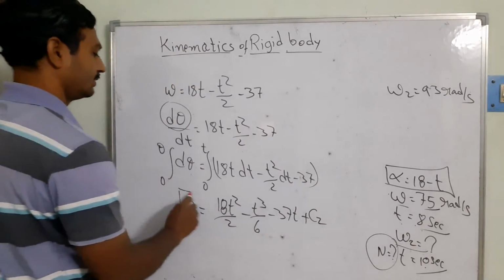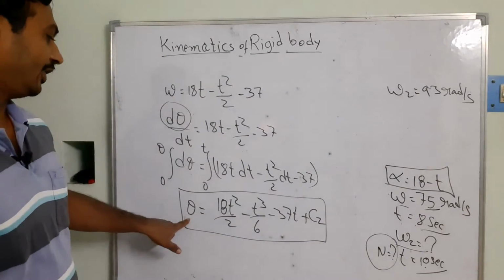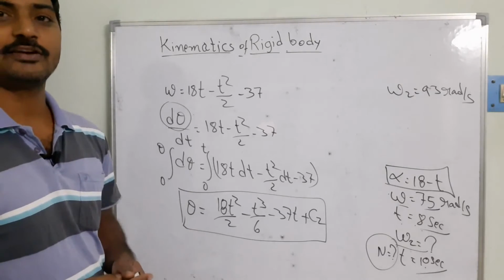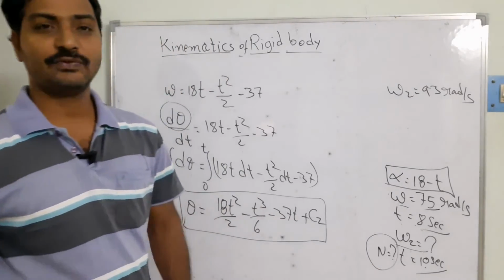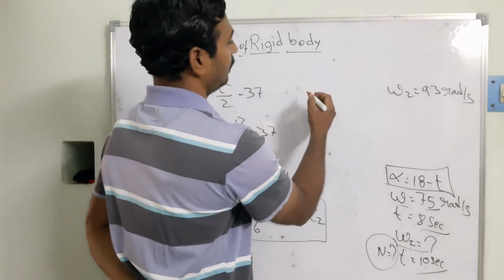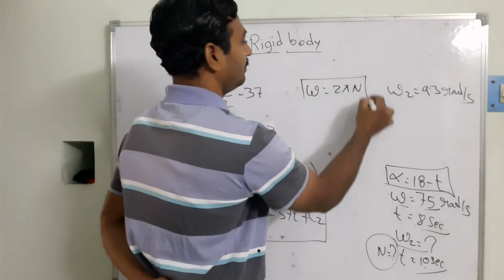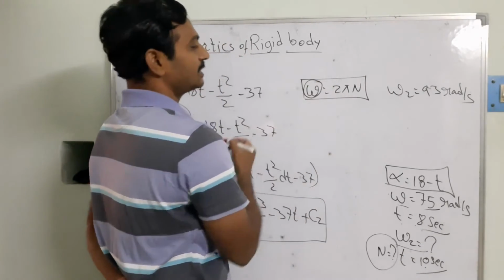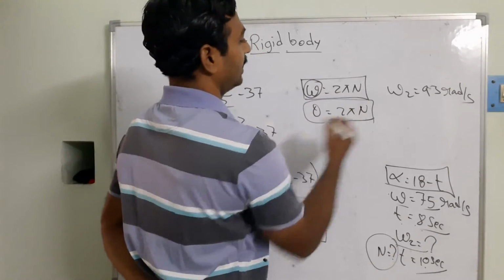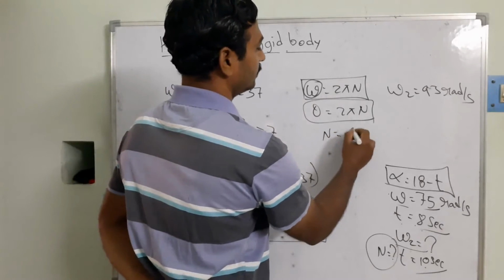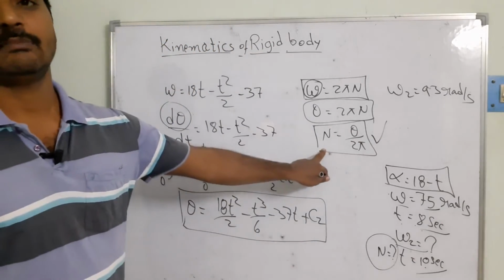So can you see, in this equation I can get the angular displacement. Once I get the angular displacement, I am going to calculate n. As we know, omega is equal to 2 pi n by 60. This is going to be your angular displacement, which I am writing in terms of theta. So then 2 pi n I get over here, so n is equal to theta by 2 pi. If I substitute this equation, I can calculate the number of revolutions.